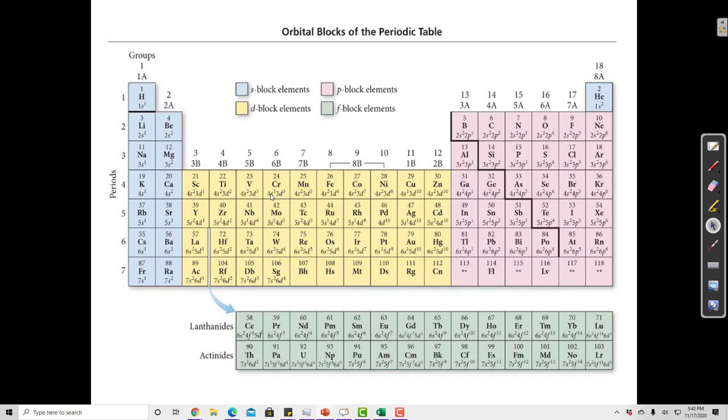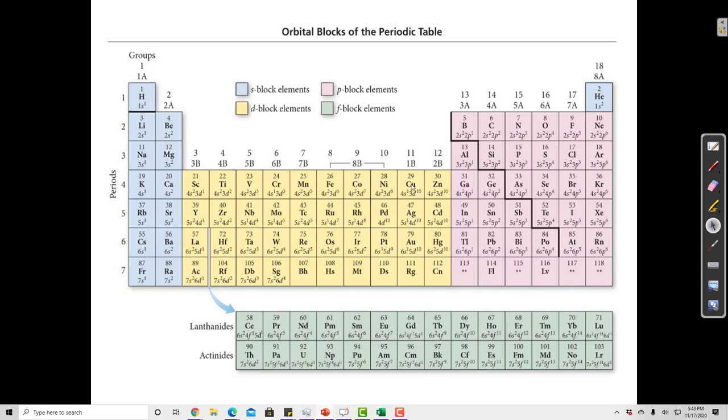It went from 4S2 to 4S1. And it should be 3D4, but instead it's 3D5. And then we get the S back, 4S2, 3D5, 3D6, 3D7, 3D8. Oh, something weird happened again. 4S1, 3D10. 4S2, 3D10. So sometimes these orbitals fill up out of order. That happens often in the D block, and it happens often in the F block.